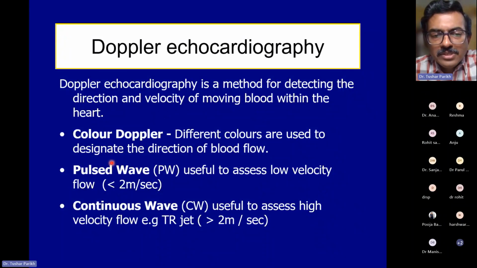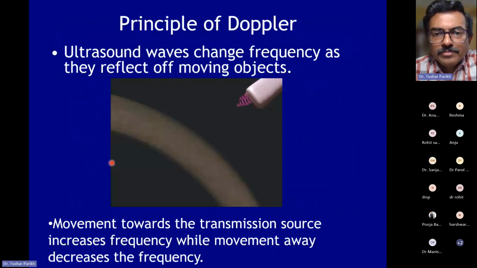So there is something called the Nyquist effect. In pulse wave Doppler, you're not able to capture velocities which are higher in range. So for lower velocities, you use pulse wave, and for higher velocities, you use continuous wave Doppler. There is something called aliasing or Nyquist effect, which we will not go into in detail, but to simplify: for lower velocity, pulse wave; for higher velocity, continuous wave Doppler.